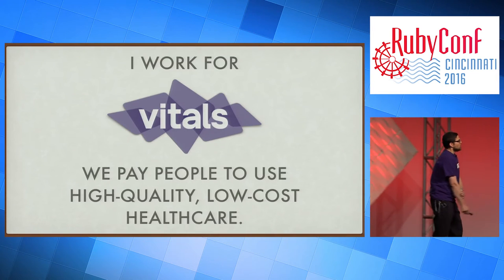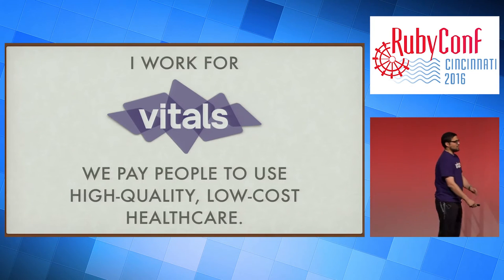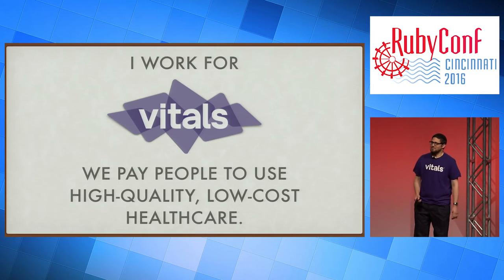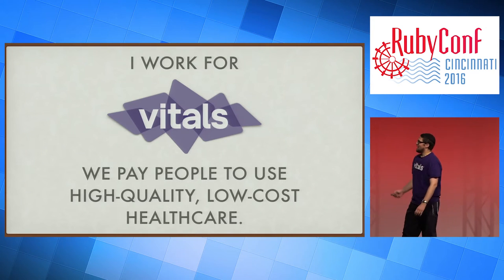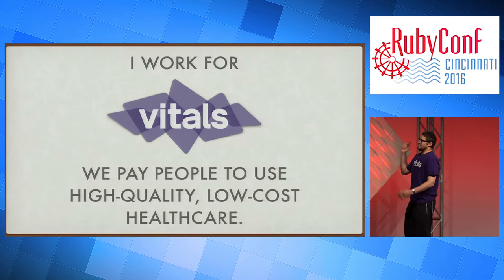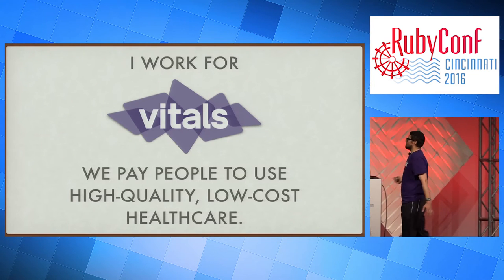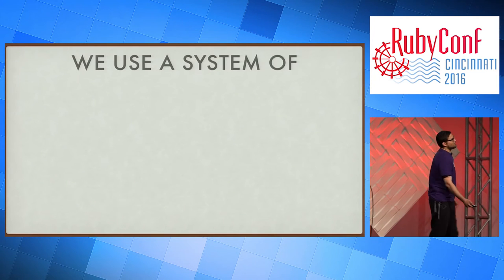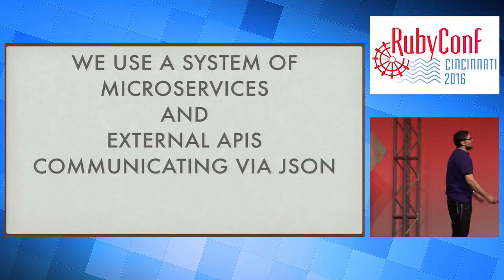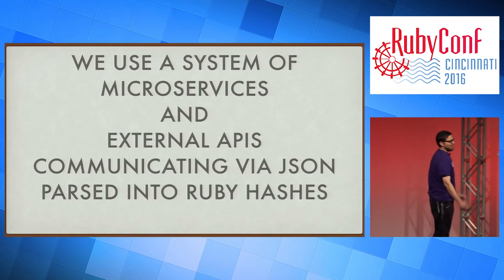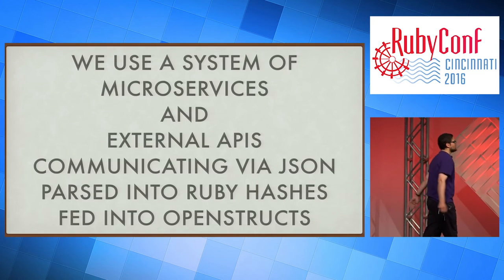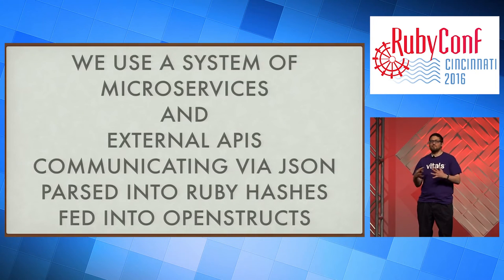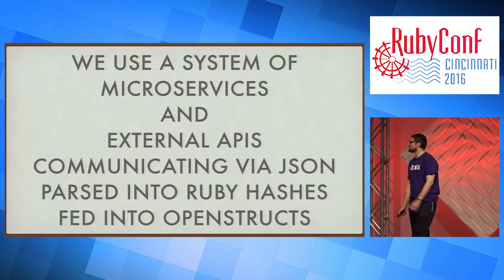I work for Vitals. We pay people to use high-quality, low-cost healthcare. Basically, we're sending people checks in the mail for going to their doctors. So that's kind of a fun business. And in order to get all this information, it's really a lot of number crunching. And so we use a system of microservices and external APIs communicating via JSON, parsed into Ruby hashes, which are fed into OpenStructs. So essentially, in our whole system, OpenStruct is mediating the communication between our various services.